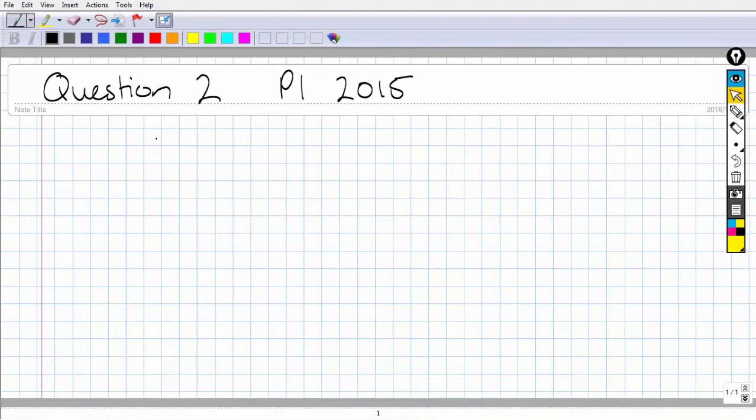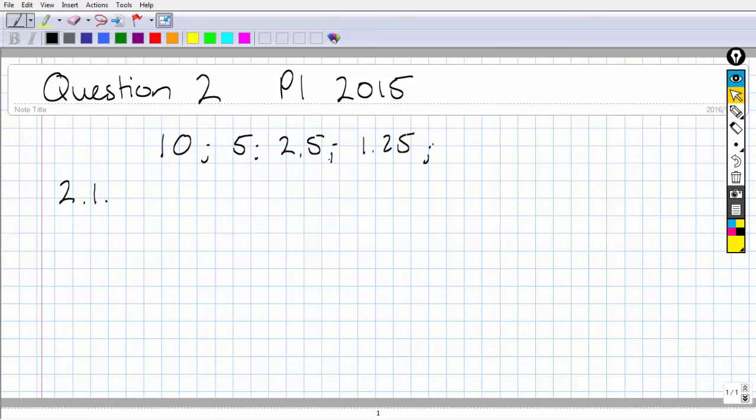Okay, so let's write down the thing. So it says you've got 10, 5, 2.5, and 1.25. Okay, so question 2.1 asks to calculate the value of the fifth term, T5. Now, obviously we can work that out. We might as well, because they're asking for it. Well, you have to, but you can do it the quick way because it's just 1, 2, 3, 4, fifth term. So we first got to work out the common ratio.